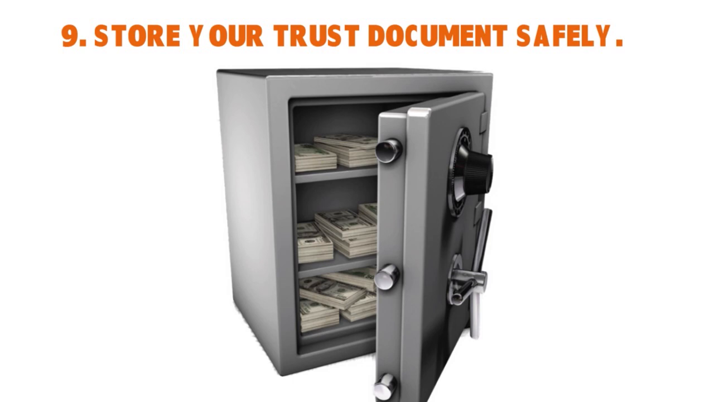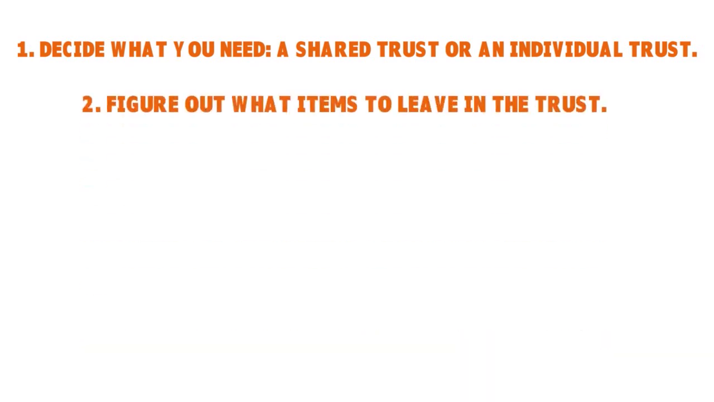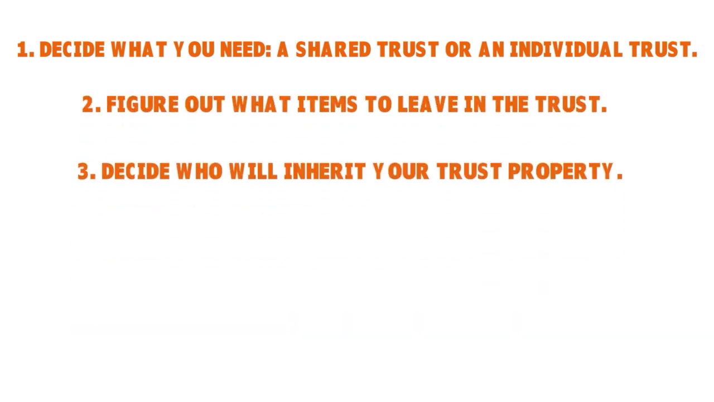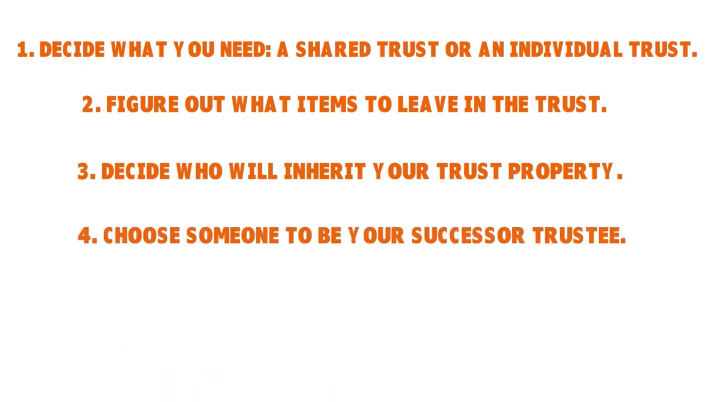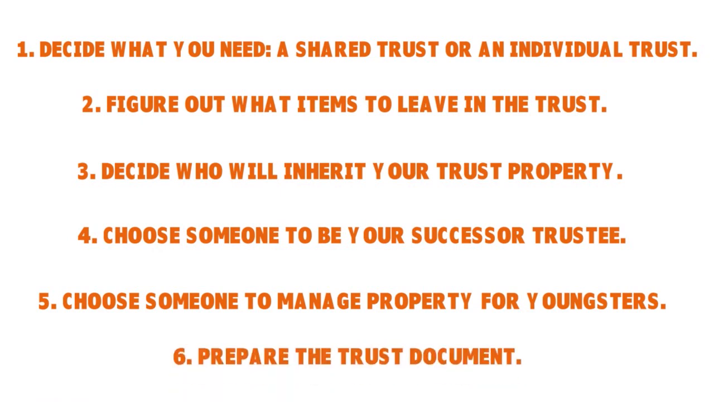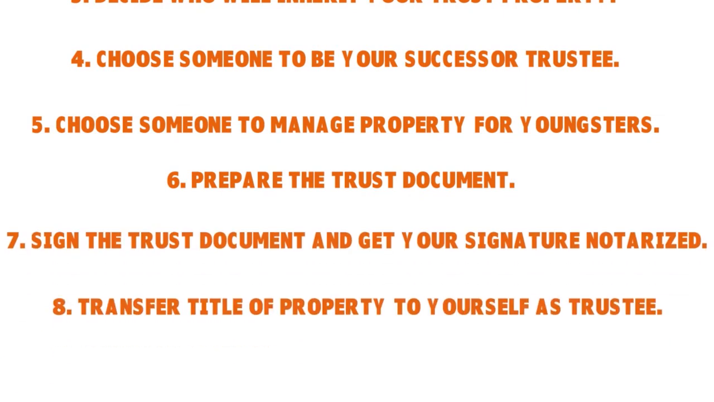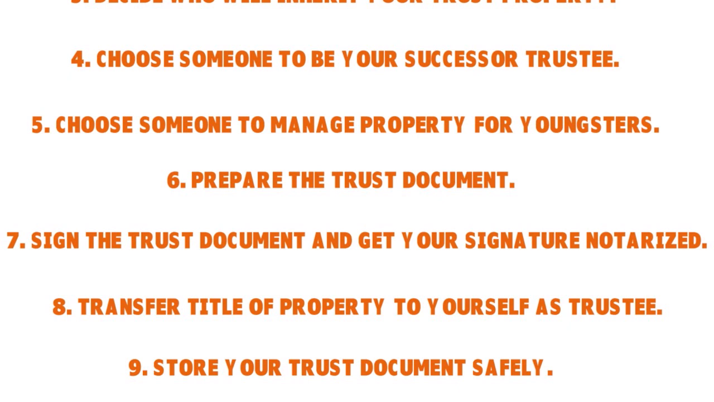Okay, folks, thank you so much for listening to today's conversation. I want to quickly recap today's talk. Making a living trust, the complete guide for rookies. There are 9 steps that I have discussed with you. Decide what you need. Do you need a shared trust or an individual trust? Figure out what items to leave in the trust. Decide who will inherit your trust property. Choose someone to be your successor trustee. Choose someone to manage property for youngsters. Prepare the trust document. Sign the trust document and get your signature notarized. Transfer title of property to yourself as trustee. Store your trust document safely.